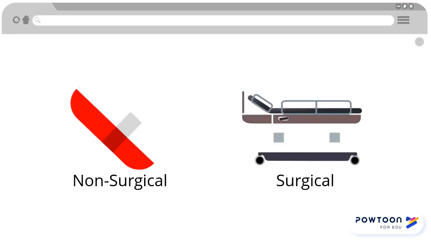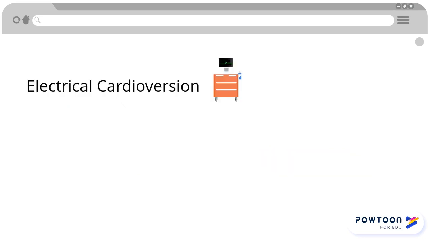Susan found that there are both non-surgical and surgical approaches. She began by exploring some of the non-surgical options. Electrical cardioversion is a procedure in which a low-level shock is applied to the patient using paddles in an attempt to reset the heart to its normal rhythm.